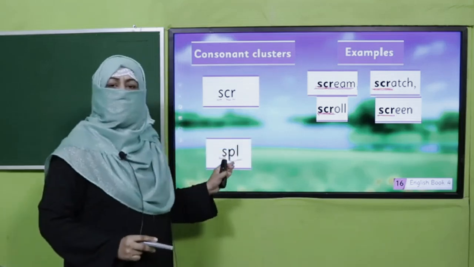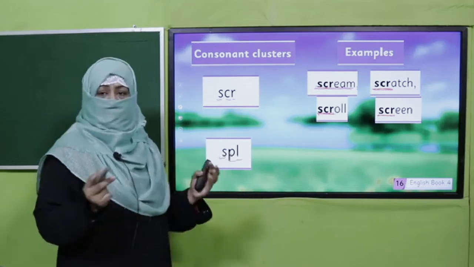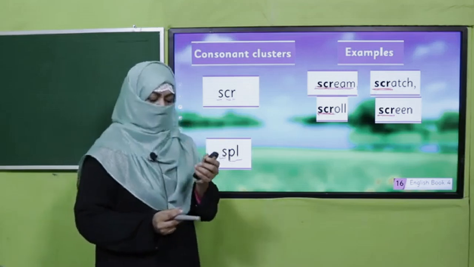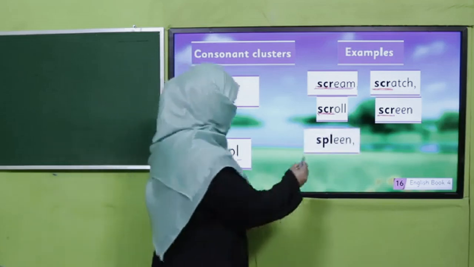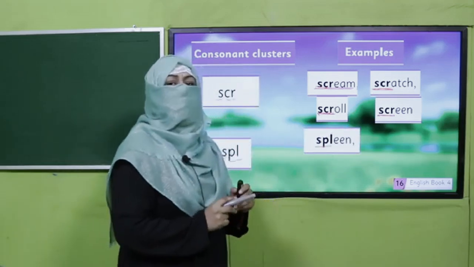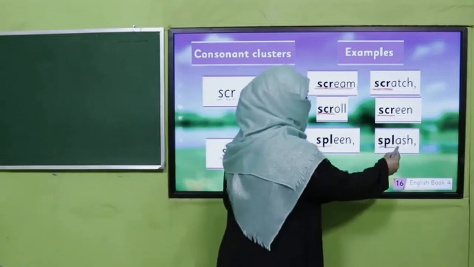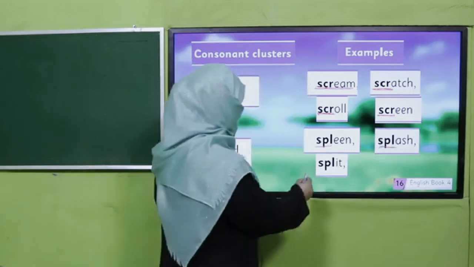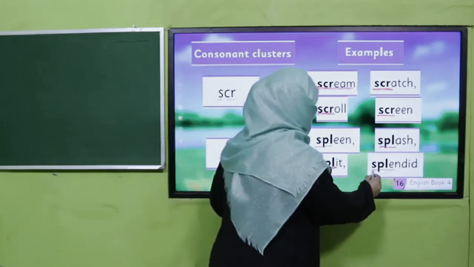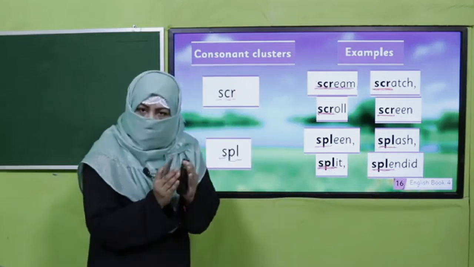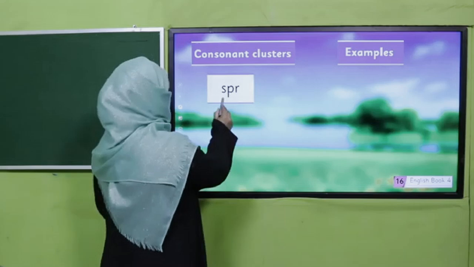And what are the sounds? S, P, and L. So say them all together: spl. Okay, and how do we say these three letters in one word? Here you see this chunk, it's a consonant cluster, and we'll say spleen. Next is splash. All right, split, and splendid. All right, we don't break it, we say it in one go. Good job. So next is SPR.